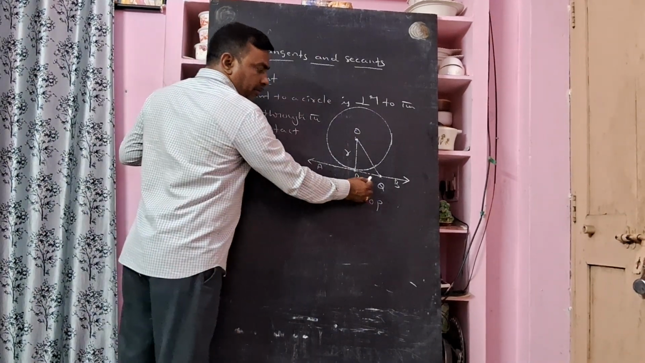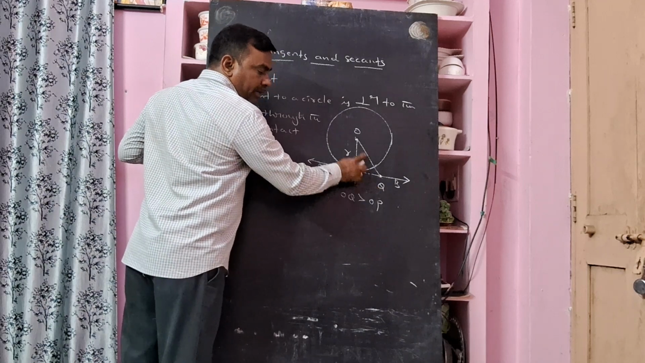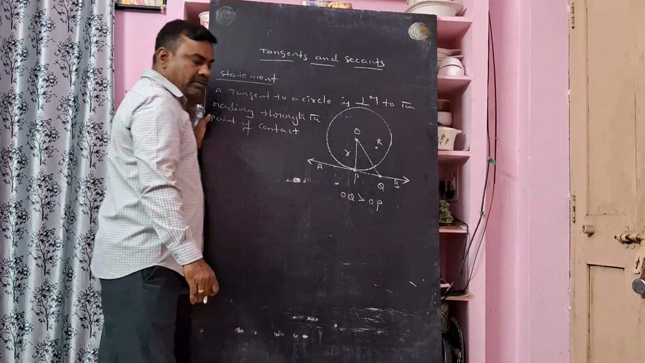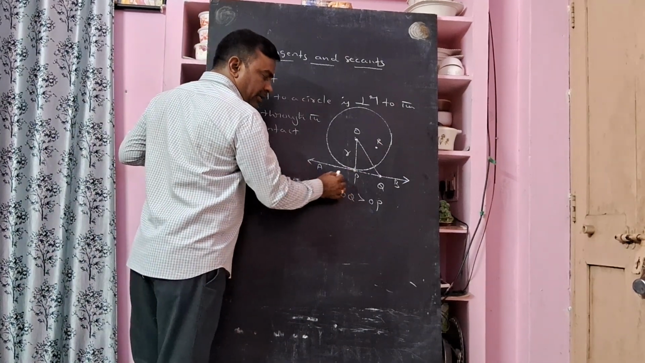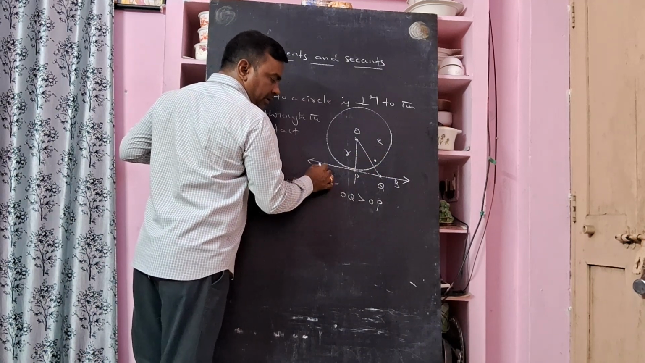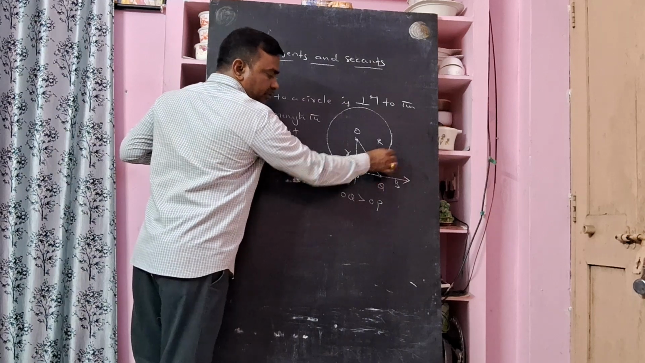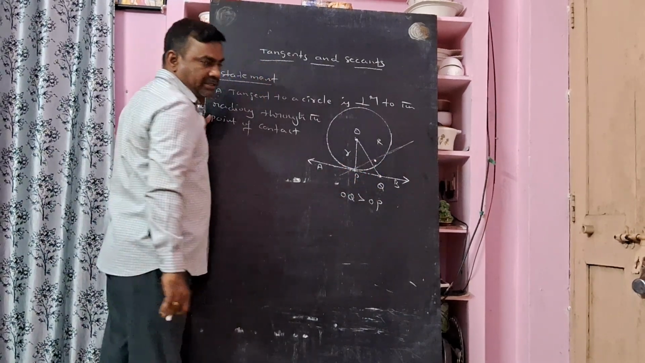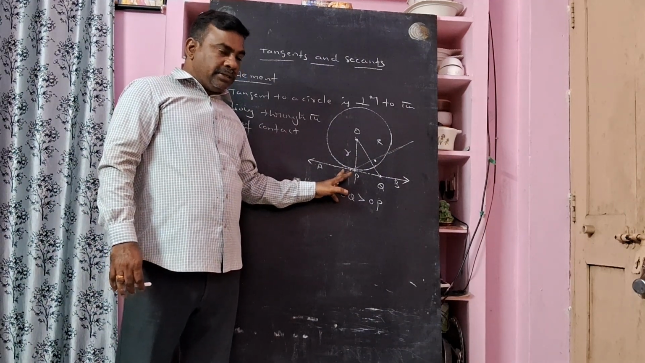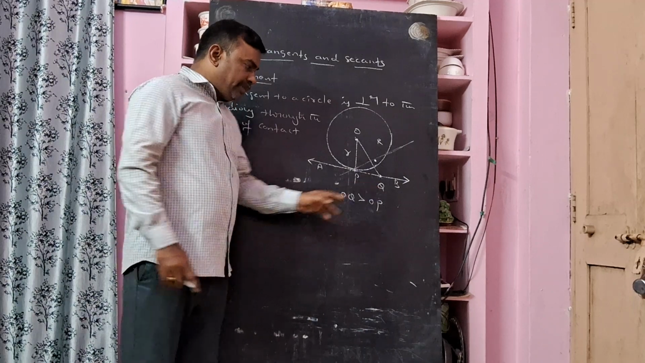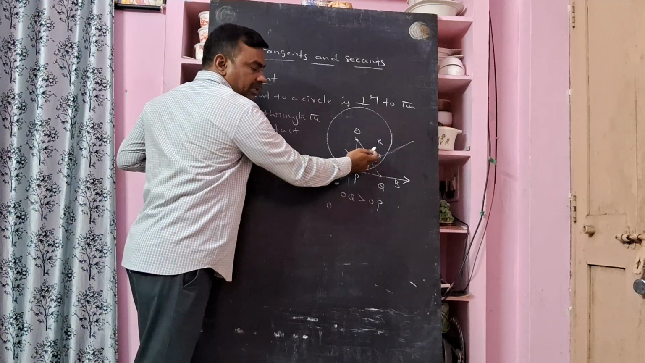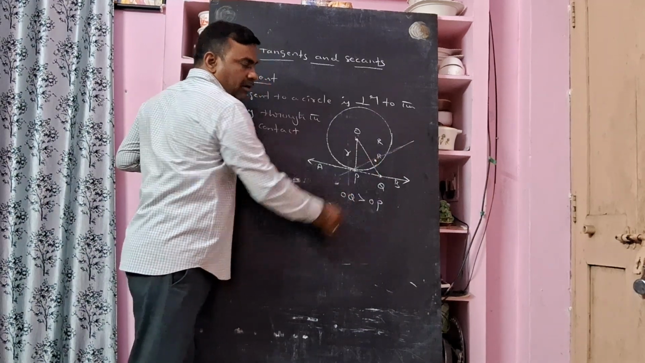Q is the point outside the circle. If you take a point R inside the circle and join it, it is not a tangent. It is a secant to a circle. Here R is the point, which means OR is not the radius.